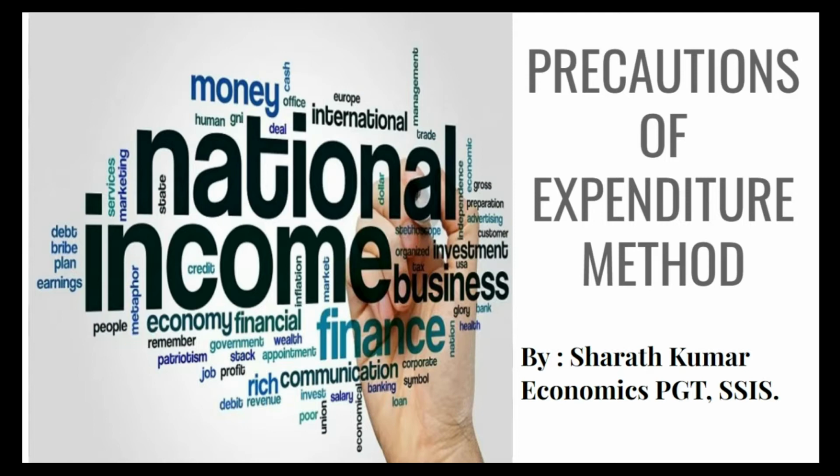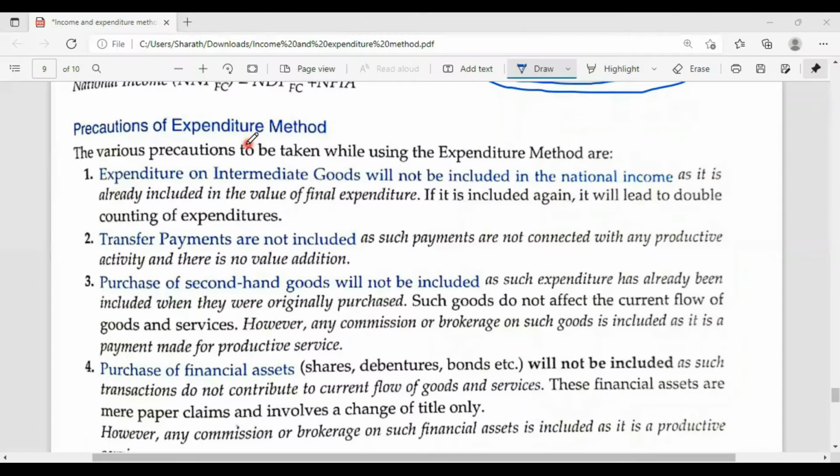In this 1000 steps video activity, today I have come up with another concept of national income and accounting, that is the precautions. Precautions need to be taken into consideration while measuring national income. Today I'm going to talk about some of the precautions to be taken while measuring national income by the expenditure method. Okay, let's get into the discussion. I hope you are able to see my screen sharing. So let's see some of the precautions to be taken into consideration.